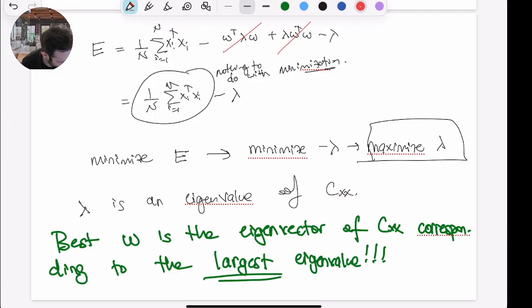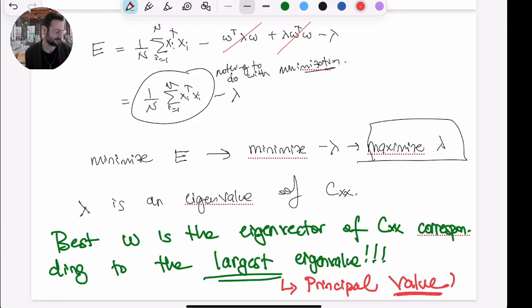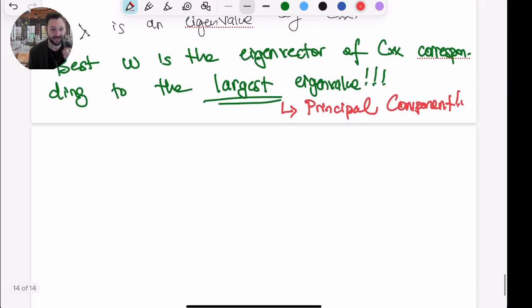And this, my dear friends, is called the principal component. So we have the principal component that corresponds to the largest eigenvalue. All right, so that's one.